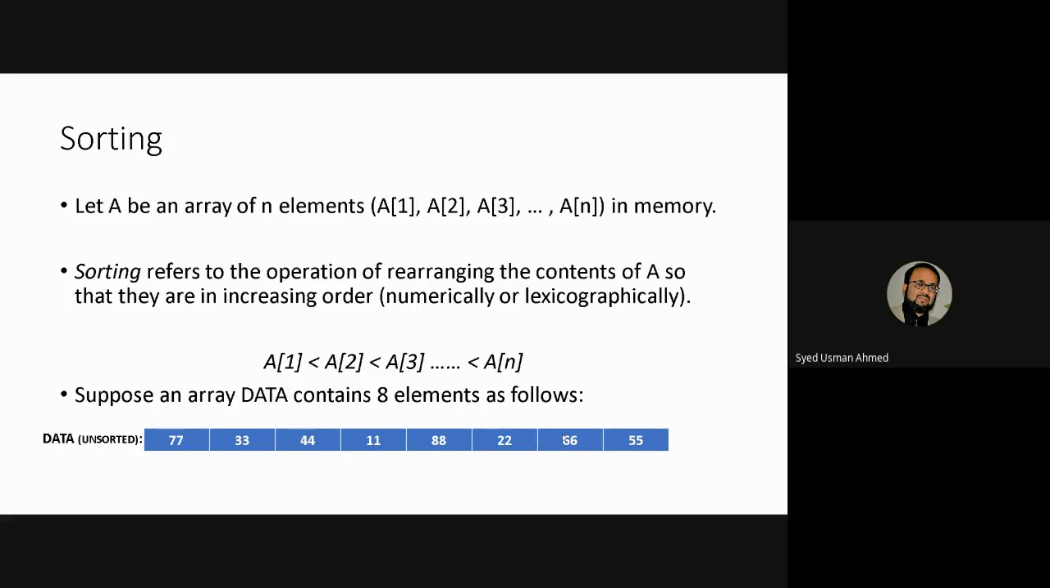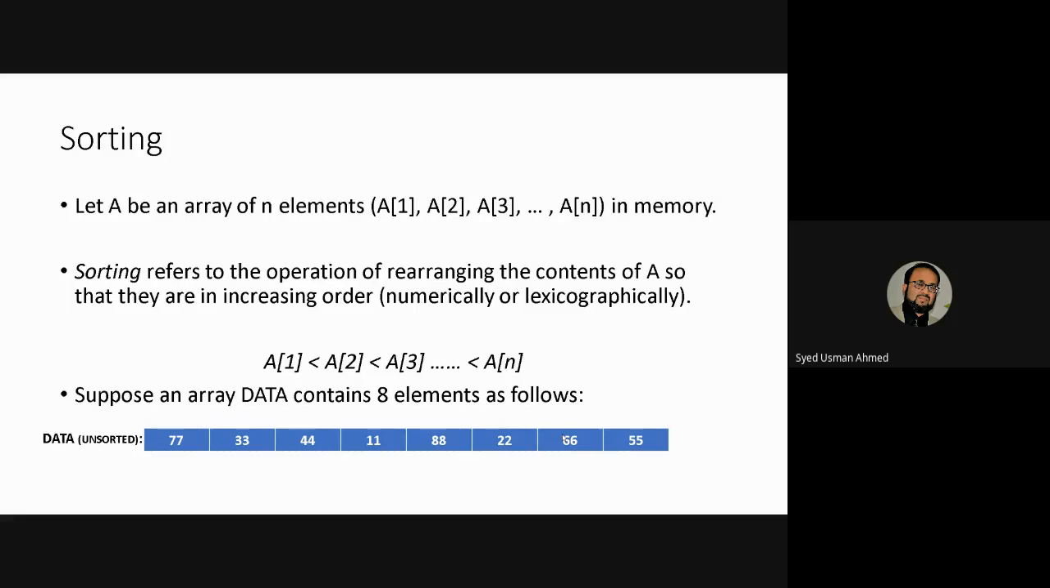Now let's understand this definition with the help of a simple example. Suppose an array data contains 8 elements as follows. The elements are 77, 33, 44, 11, 88, 22, 66, and 55. And we want to arrange them in numerical order.